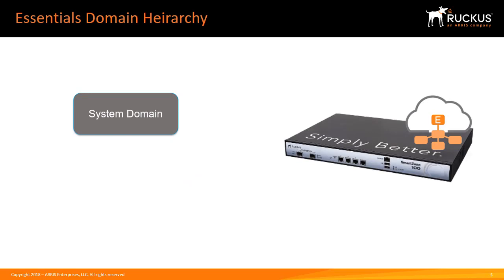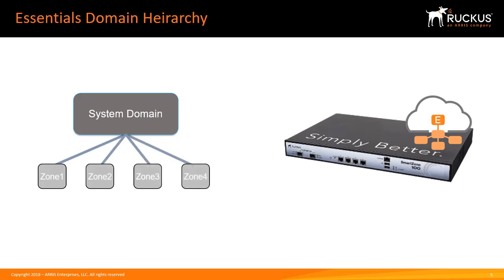Now on the Essentials controller, there's only the system domain. This is the single administration boundary on the entire controller. You can provide administrative access to different levels and rights to administrators to perform tasks within a domain. As with the high-scale controller, you can still create zones. Again, simplistically, zones are just groupings of access points. And again, you can learn more about zones by watching the zone configuration presentation in this demonstration series.